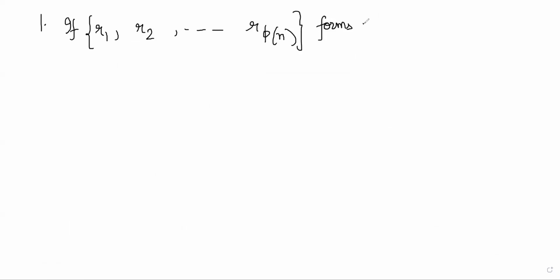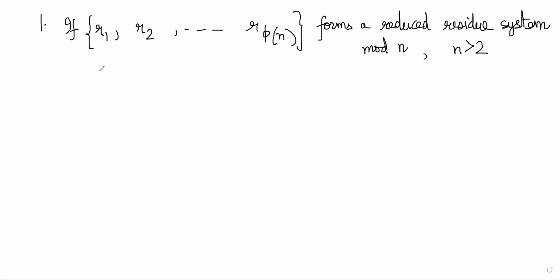Now, a couple of properties that are important here are these. So first one is if R1, R2 till R phi n forms a reduced residue system mod n, and n is greater than 2, then the sum of all the Ri's will be congruent to 0 mod n. What is the meaning of this?